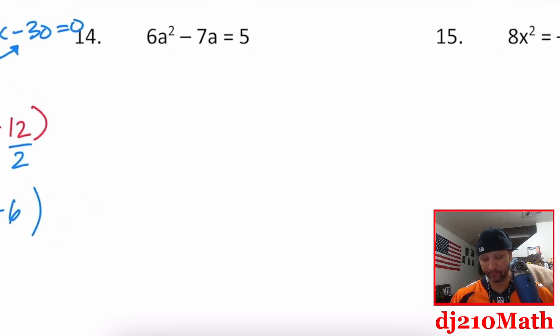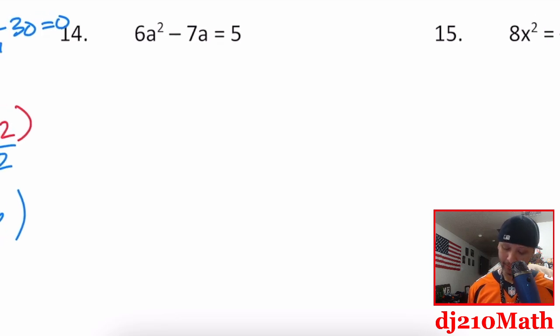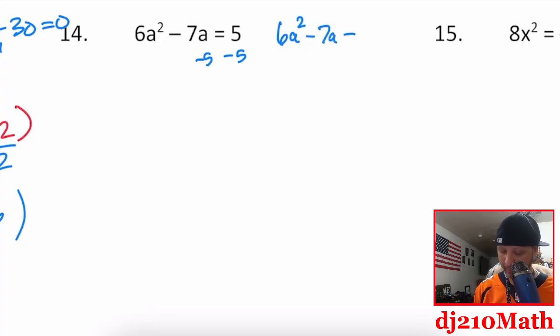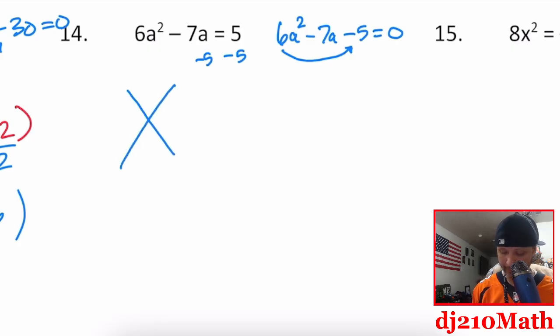Okay, 14. They switched the variable on us. It's okay. Treat it like an x. It's just a variable. But we're going to minus 5 over first. It's got to be equal to 0. So 6a squared minus 7a minus 5 is equal to 0. GCF between 6, 7, and 5, there is not one. So slide the 6 over. This is going to be 6 times negative 5 is negative 30. Must add up to negative 7.